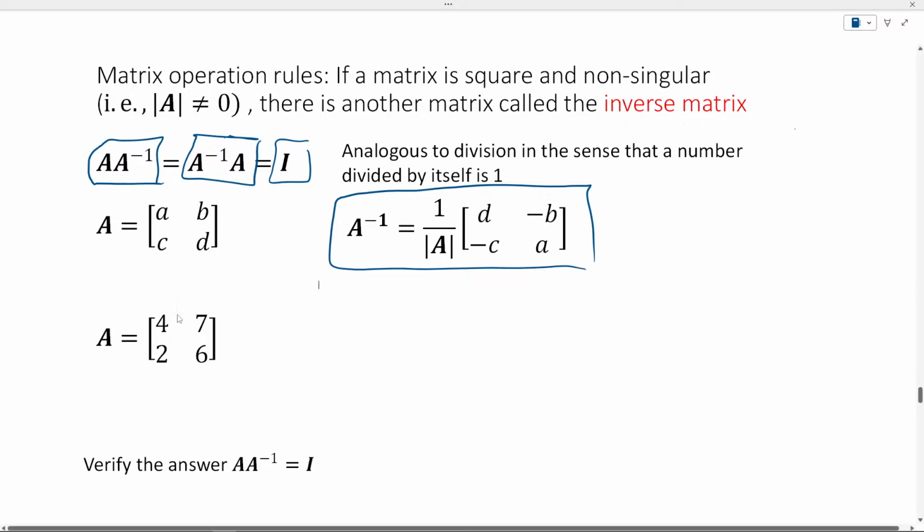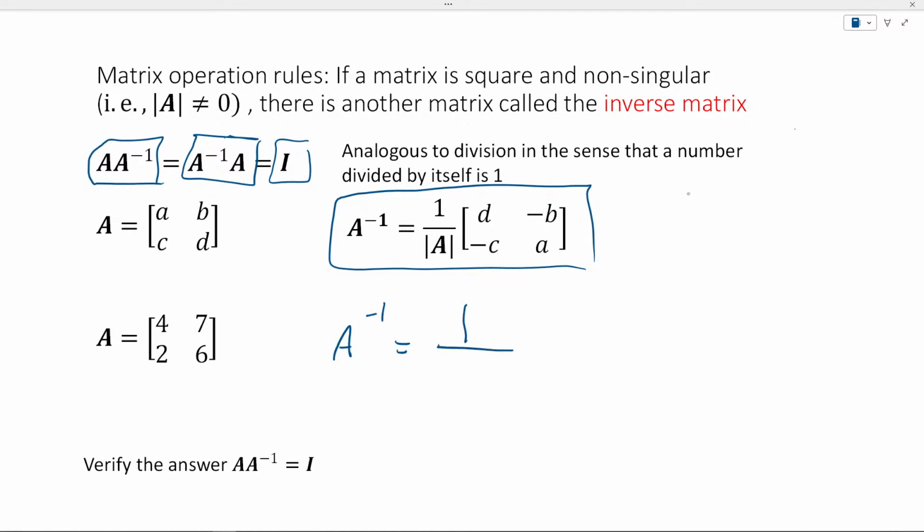So can we do this? Can we find the inverse of this guy? Yeah. So you can say the inverse of A is equal to 1 over the determinant of A. You know what the determinant of A is? Yeah, you are expert in this. That would be this guy times this guy minus this guy times this guy. So that would be 4 times 6 minus 7 times 2. Yeah, 4 times 6 minus 7 times 2. So that is the determinant of this matrix.